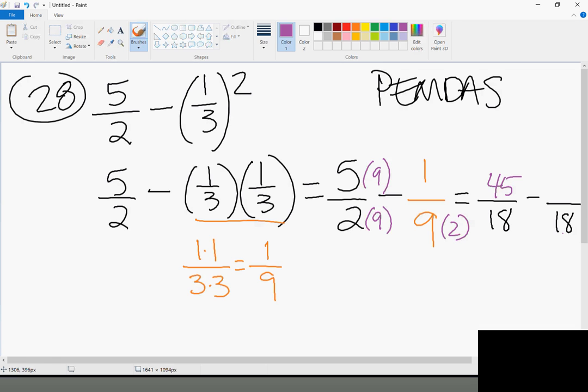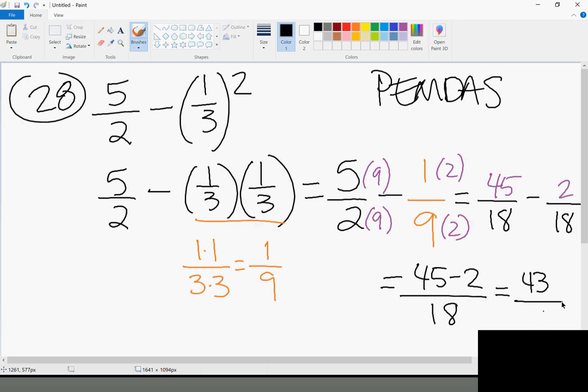9 times 2 equals 18, so I have to multiply the top by that as well. 1 times 2 is 2. So now I have 45 minus 2 divided by 18. And 45 minus 2 is 43 divided by 18. And that's going to be my final answer.